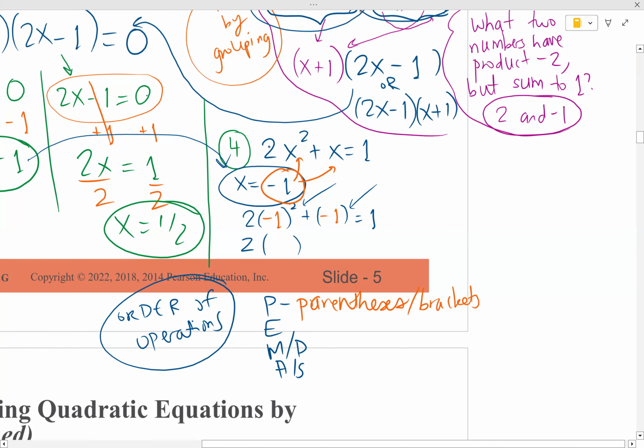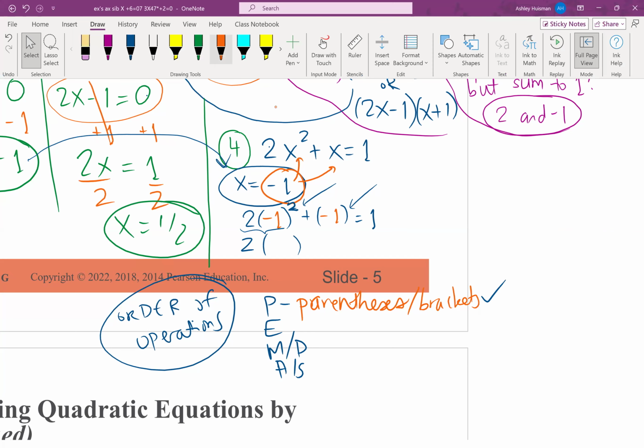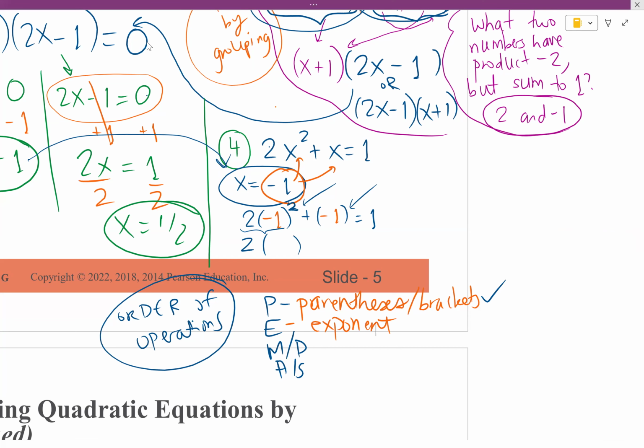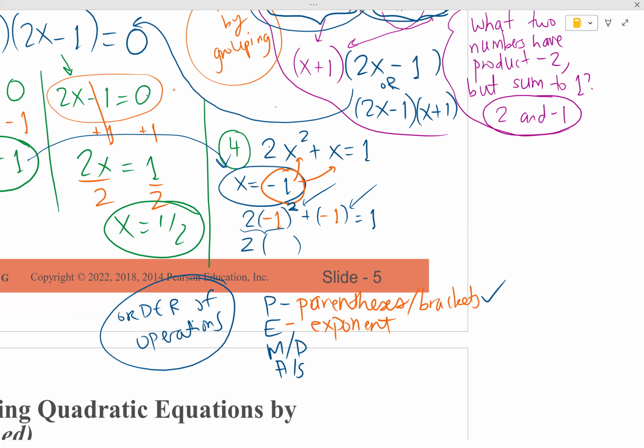There are parentheses, but they're only there to separate the 2 and the negative 1 to the second power. So there's nothing to do as far as that goes. Sometimes there are things multiplying or adding inside the parentheses. Then I would go ahead and do that. Next thing to do would be exponents. Anytime you see an exponent, that has to happen before anything else. And I do have that happening here. The negative 1 to the second power. Negative 1 times negative 1 is positive 1. I'm going to write that.